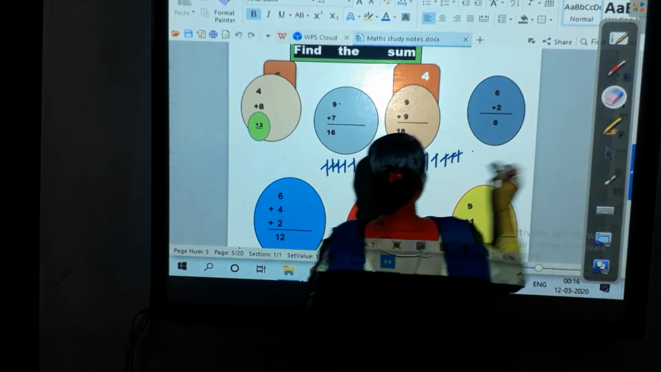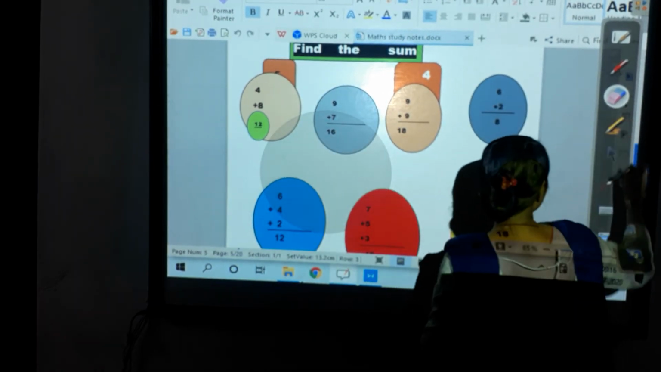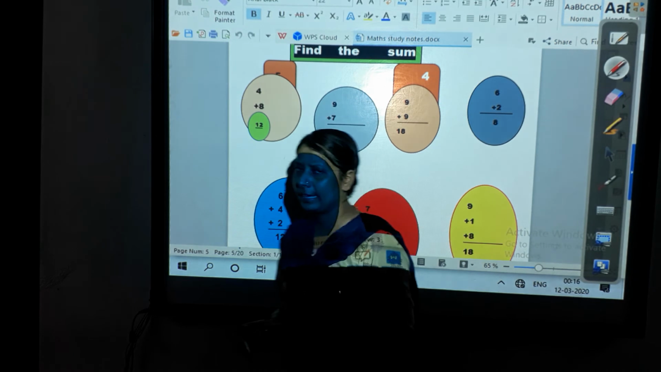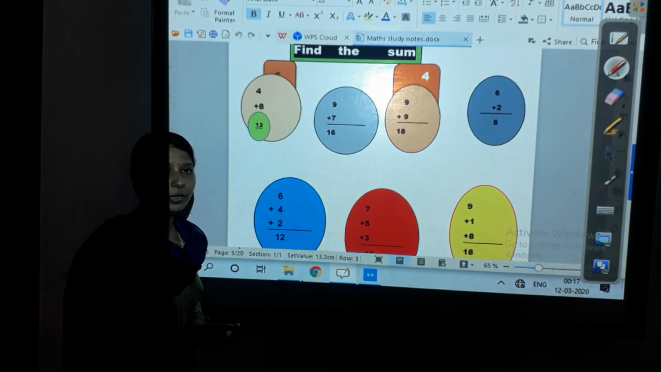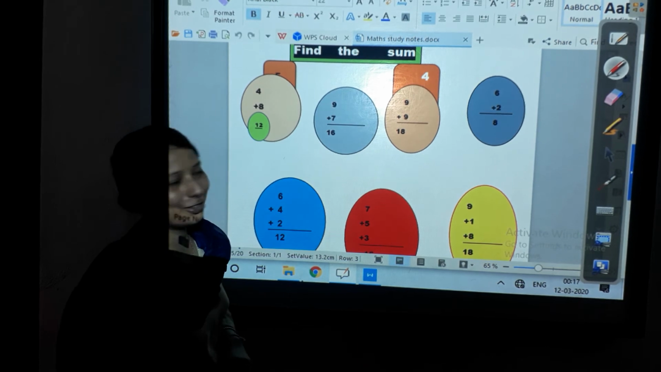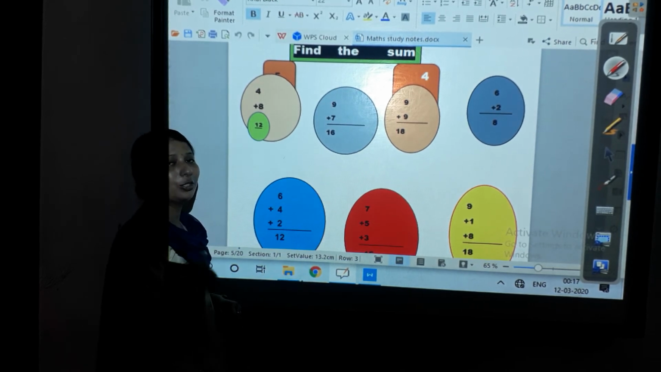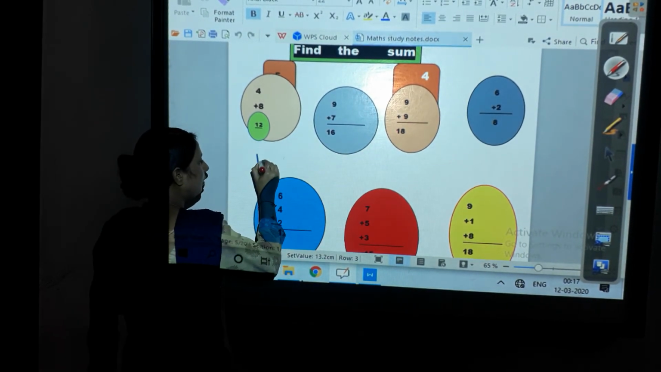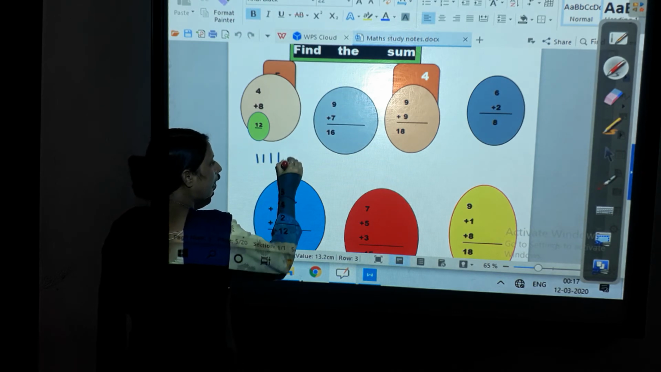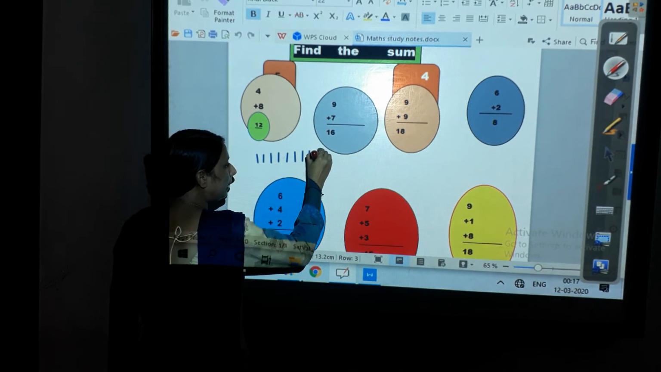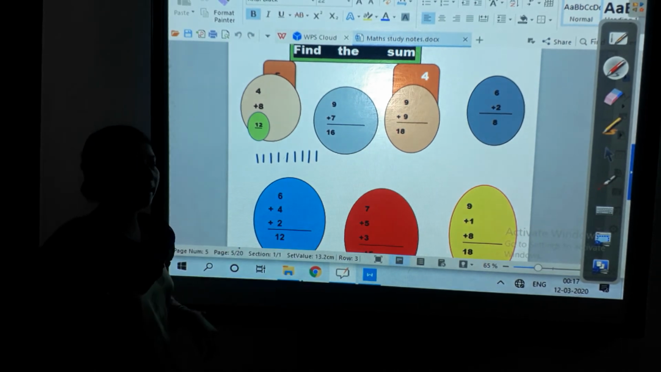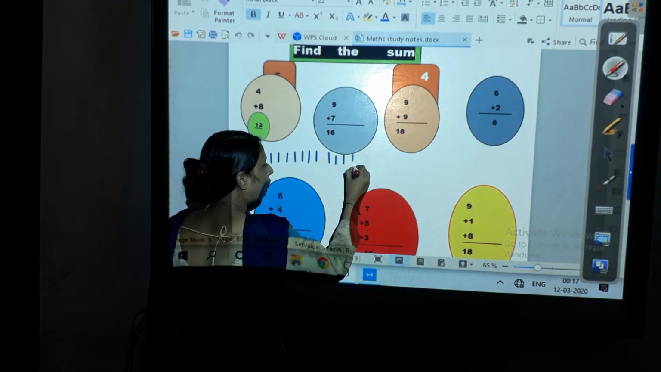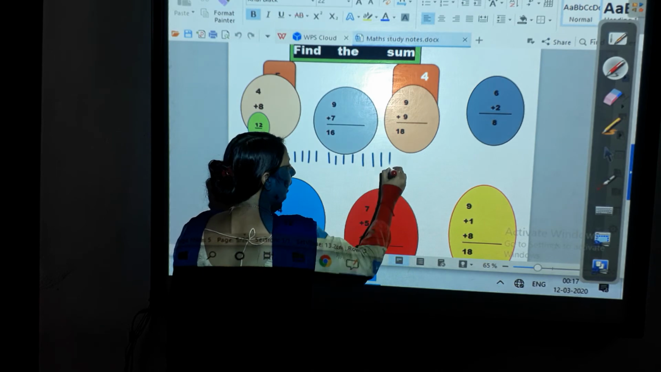Coming to the next, 9 plus 9. Any guesses? Anybody will do it for me? Okay, I will do it for you, but make sure to repeat with me. The first addend is 9: 1, 2, 3, 4, 5, 6, 7, 8 and 9. And the next addend is also 9: 1, 2, 3, 4, 5, 6, 7, 8, 9.